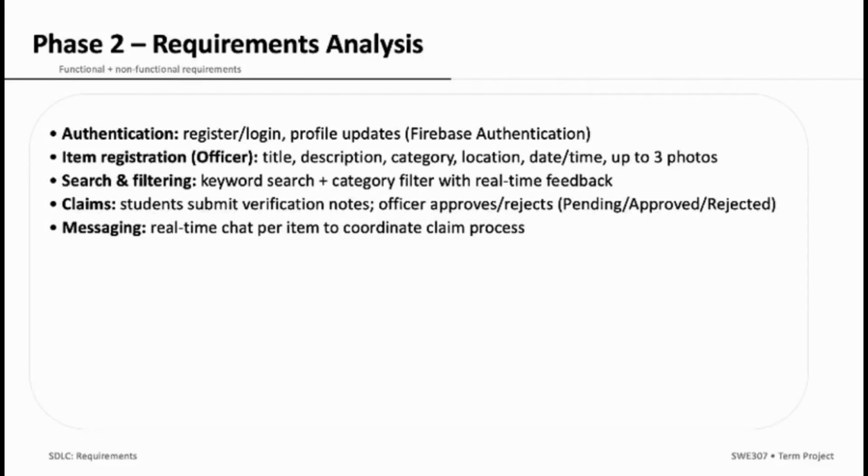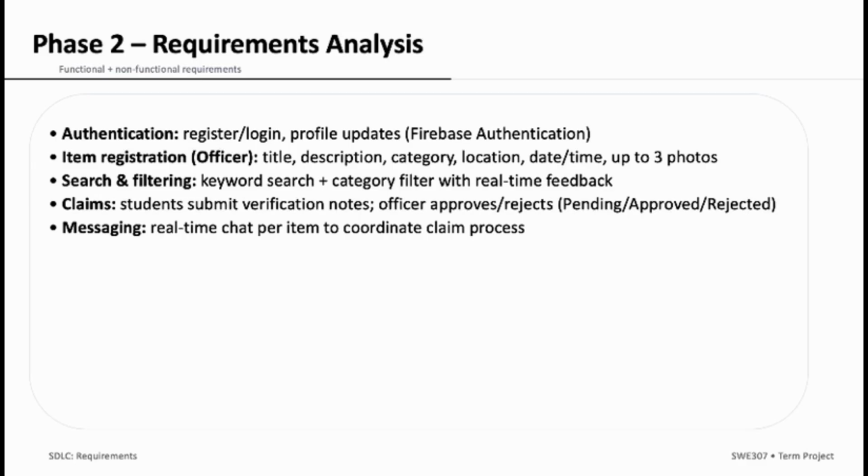I am Esmanur. I will briefly explain requirement analysis and system design. In phase 2, we define the main requirements of the system. Users can register and login. Officers can register found items with basic details such as title, category, location, date and time, and photos. Students can search and filter items and submit claim requests with verification notes. Officers review these claims and approve or reject them. The system also supports real-time messaging for each item.